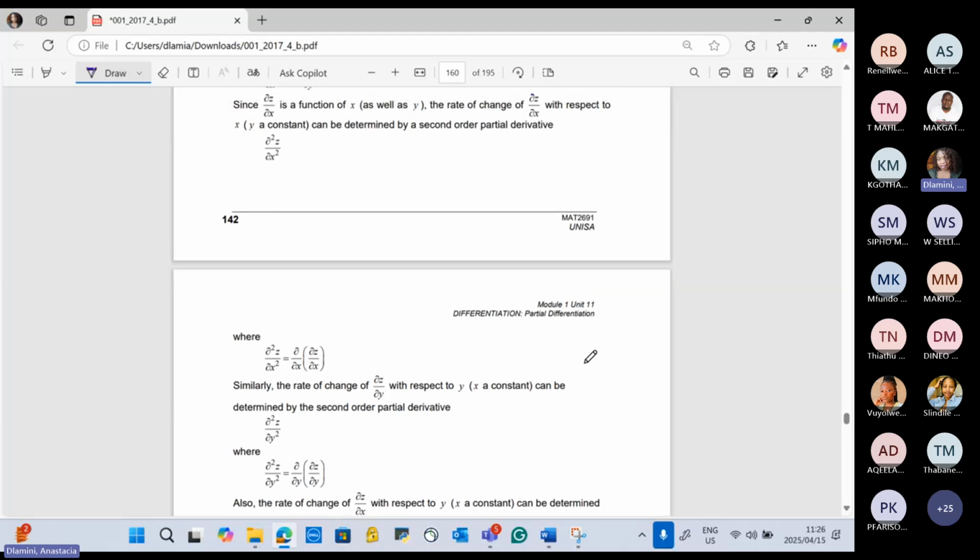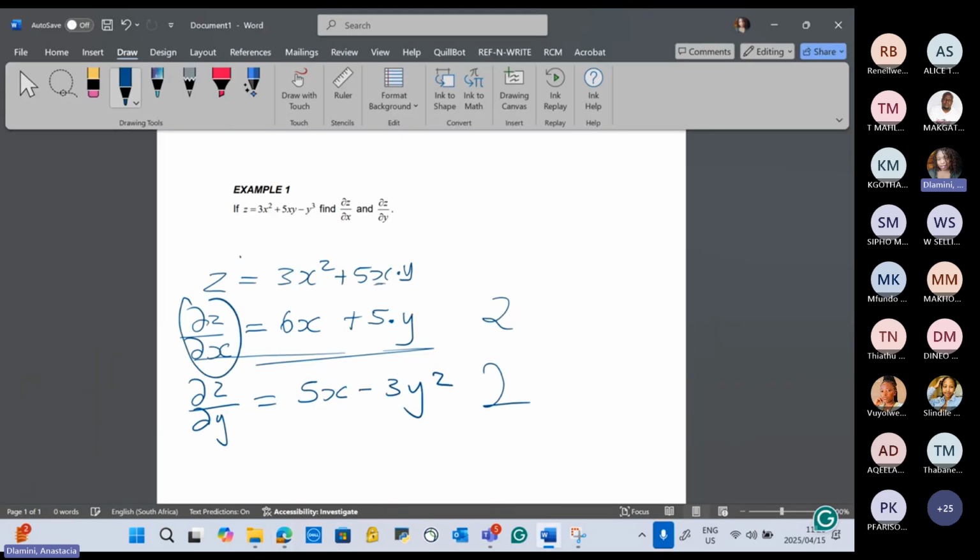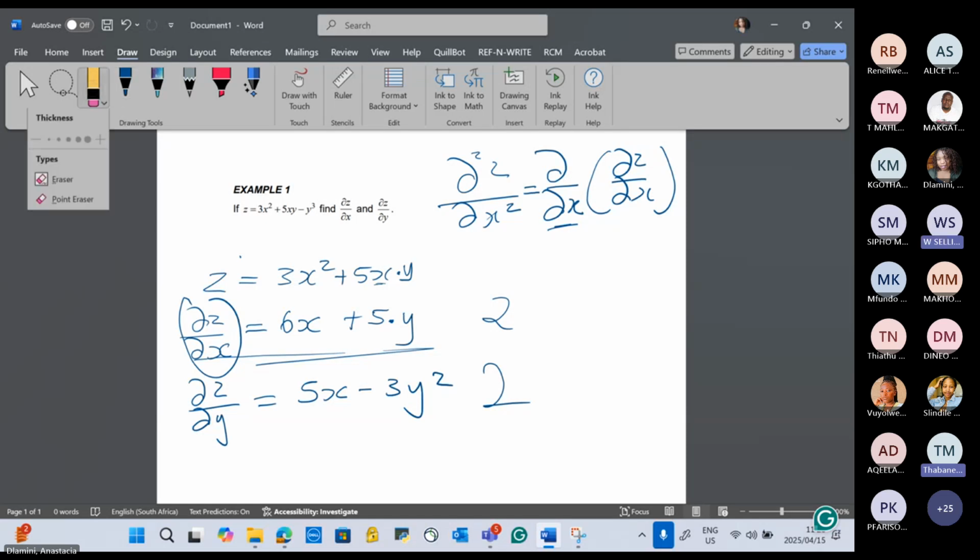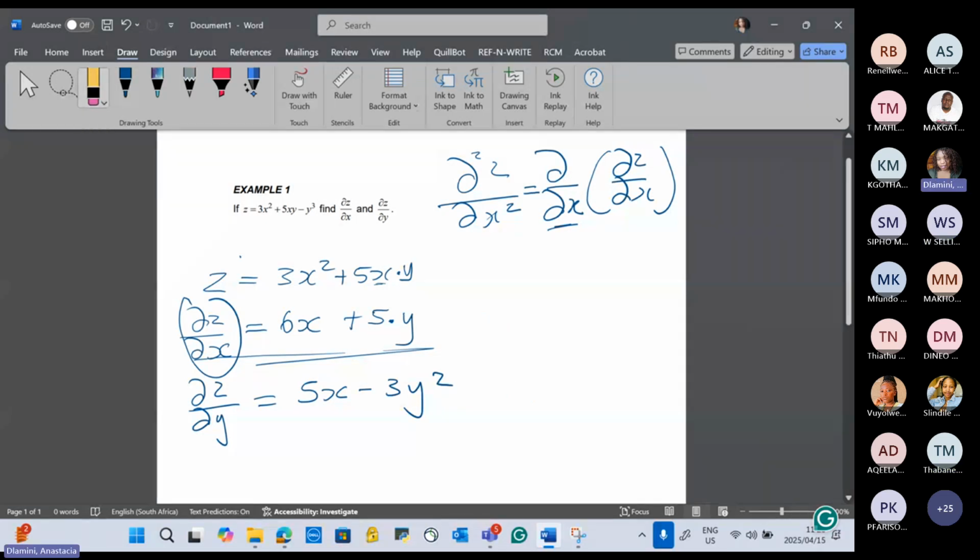Remember, you had the first partial derivative, which is this one over here. So if you're going to get the second order partial derivative of z, you take the partial derivative of the partial derivative of z with respect to x, then differentiate partially with respect to x. Makes sense? Yes, ma'am.